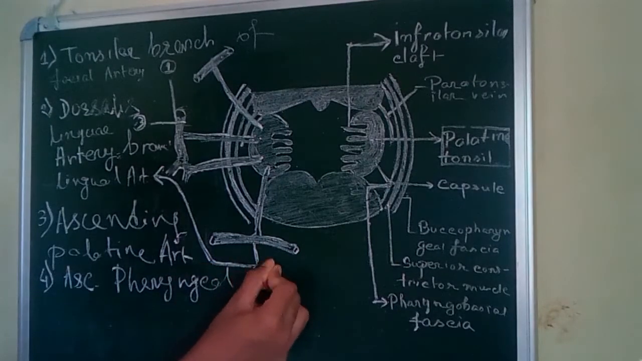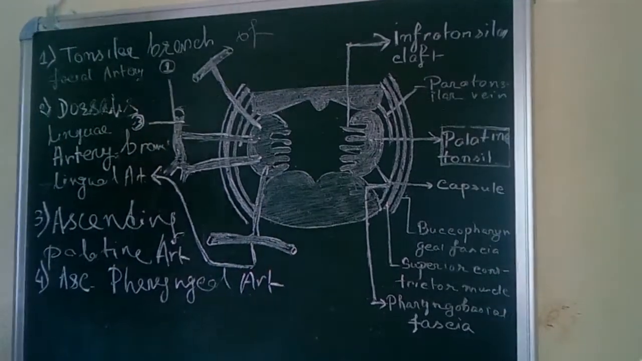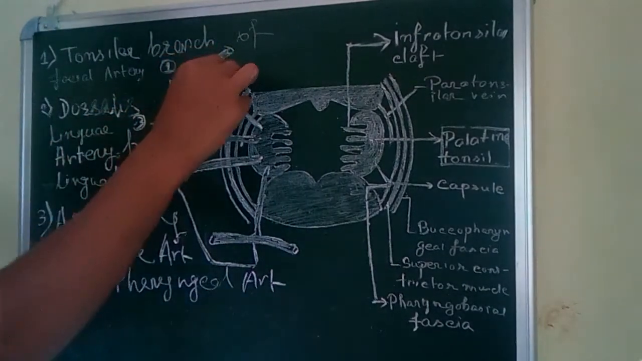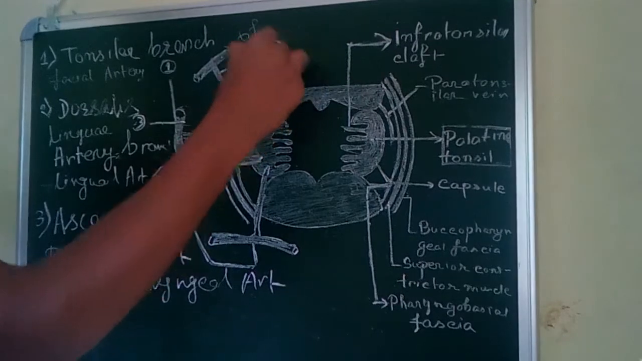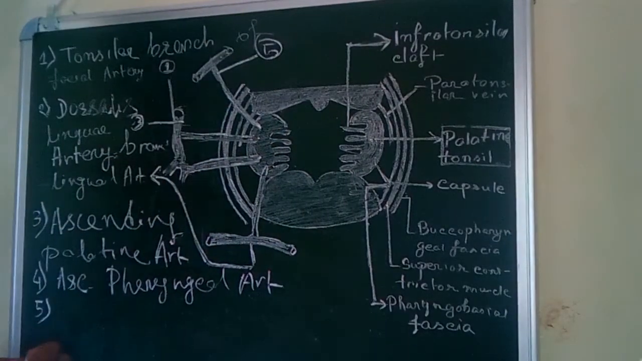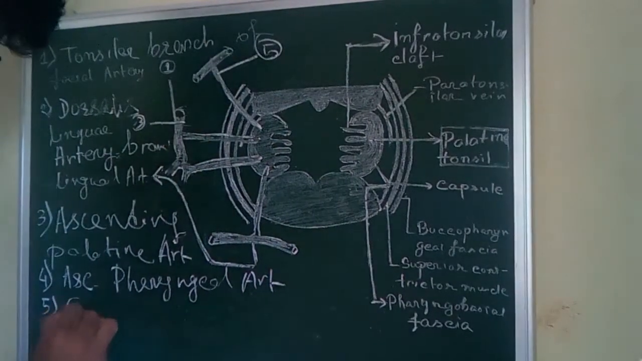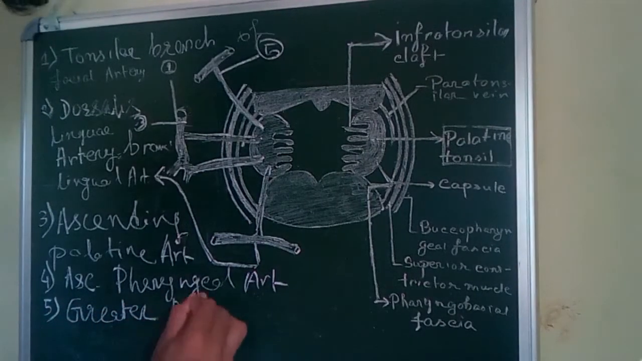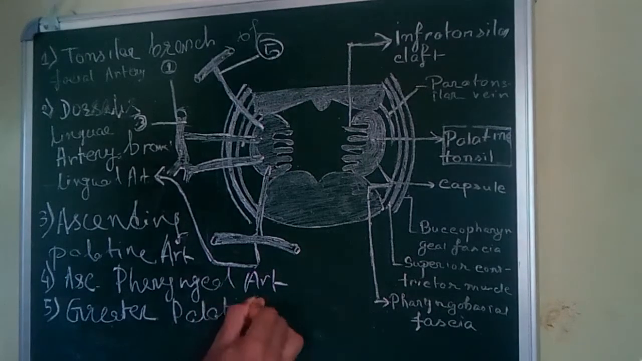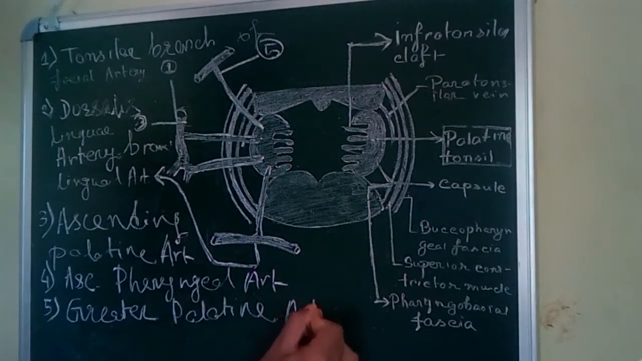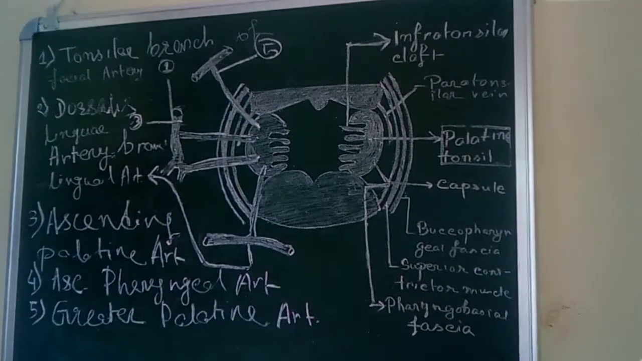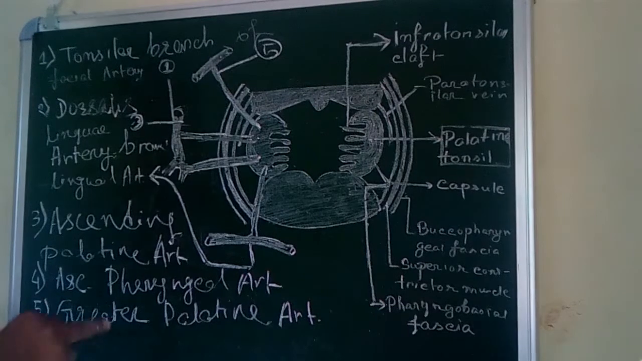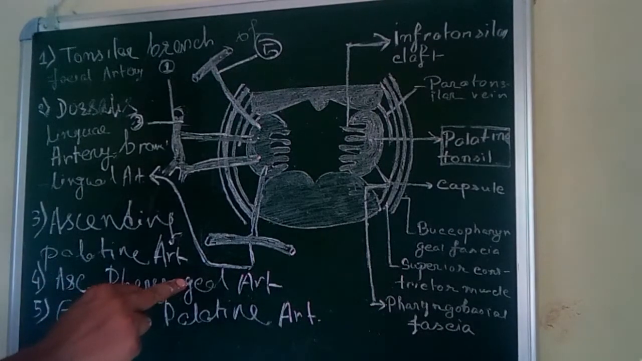Ascending pharyngeal artery. And number 5, that is the greater palatine artery. So this is the 5th branch, which is the branch of the maxillary artery, and the ascending pharyngeal artery is the branch of the external carotid artery.